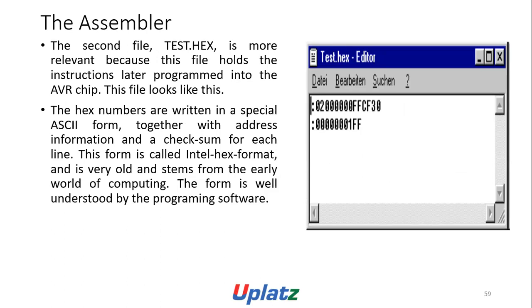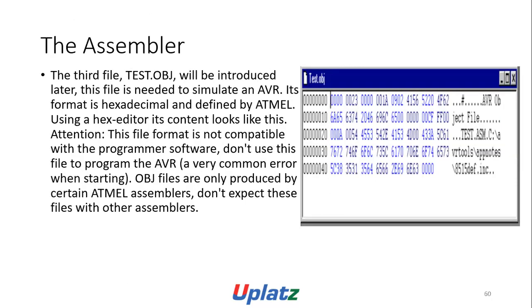This file looks like this, as shown in the figure. The hex numbers are written in a special ASCII form together with the address information and the checksum for each line. This form is called Intel hex format and is very old and stems from the early world of computing. The form is well understood by the programming software.